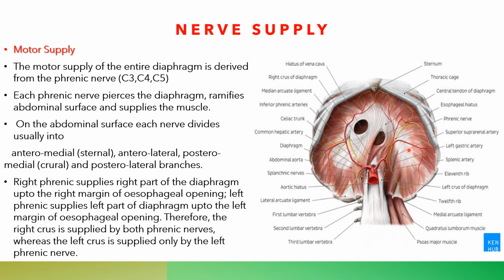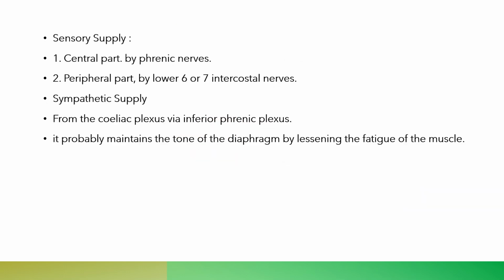Therefore, the right crus is supplied by both the phrenic nerves, whereas the left crus is supplied only by the left phrenic nerve. So you have to remember that. Students, you have to note down each and every point from this lecture because all the points are very important. That is regarding the motor supply which we have discussed.